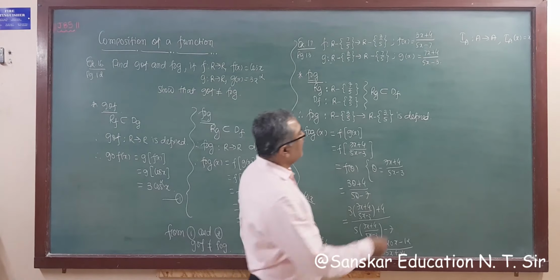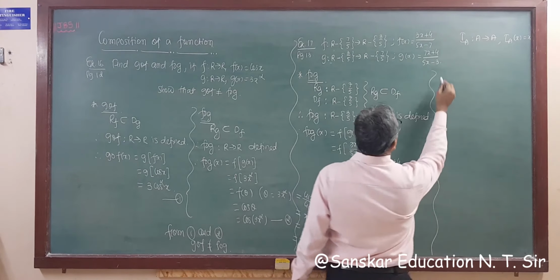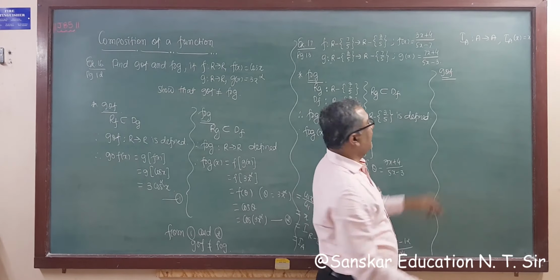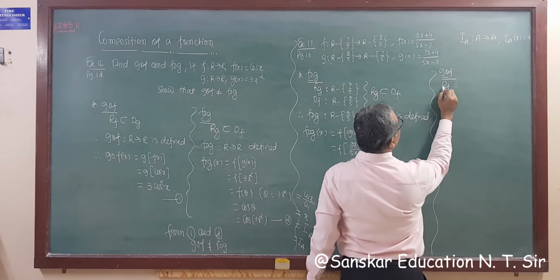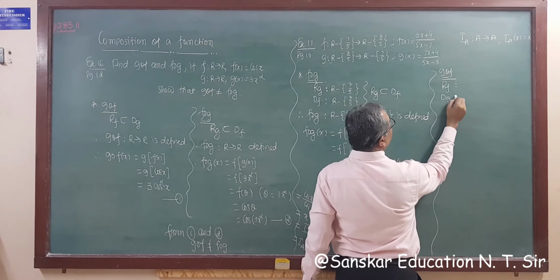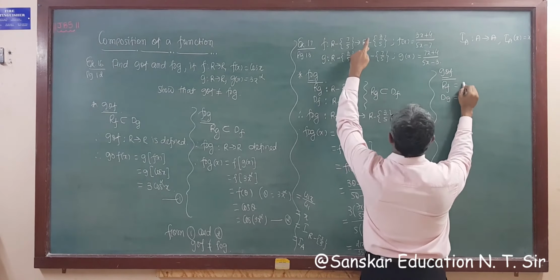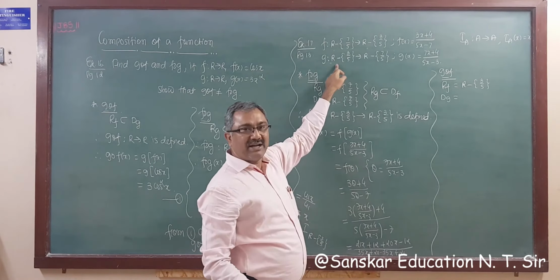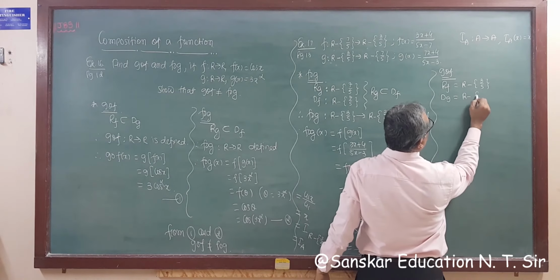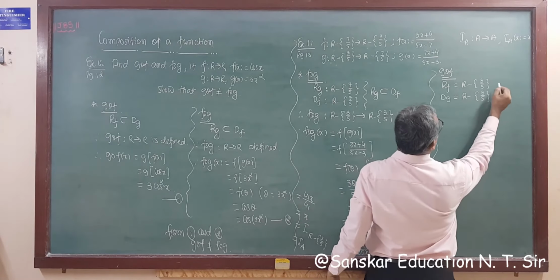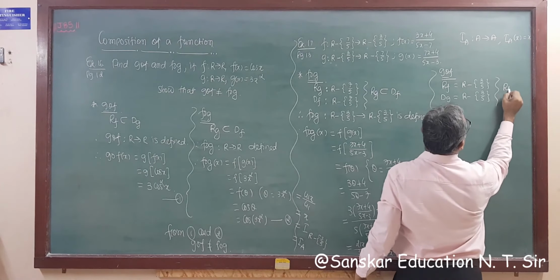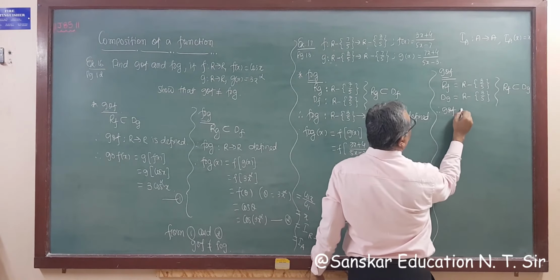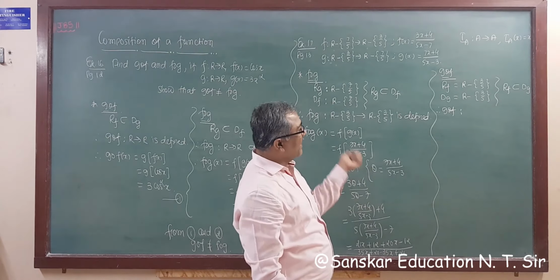Got it? Now we have to prove another thing, that is g over f. So for g over f, what do we require? Range of f. So range of f should be a subset of domain of g, that is required. Now range of f is R minus 3 by 5 and domain of g is R minus 3 by 5. So range of f is a subset of domain of g, therefore g over f is defined.